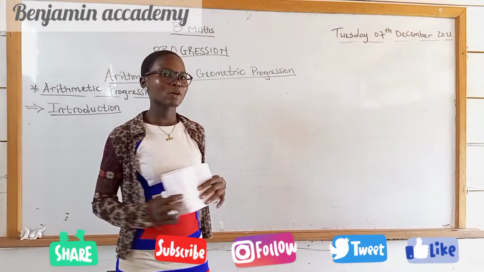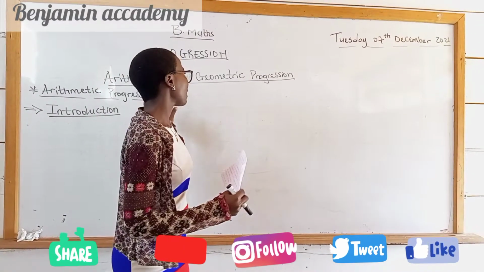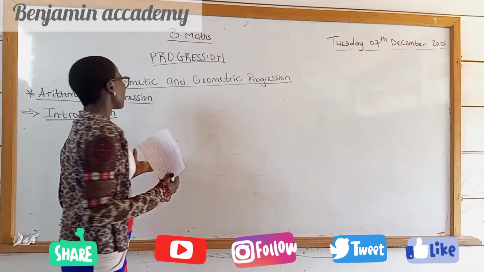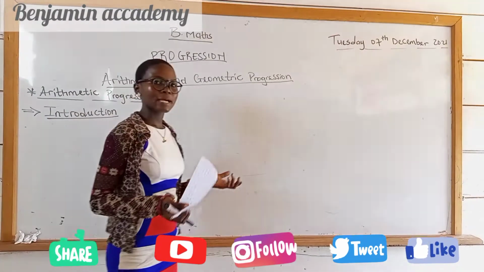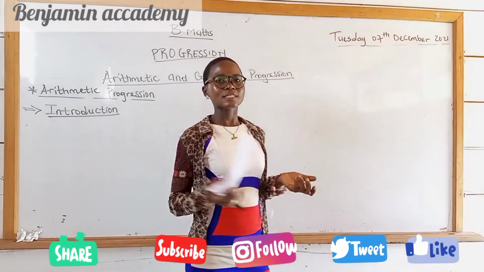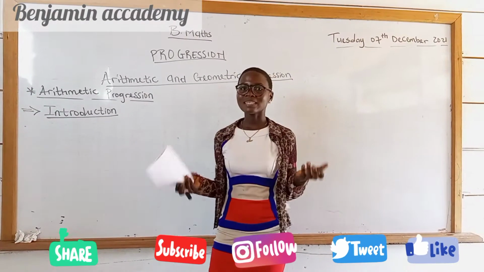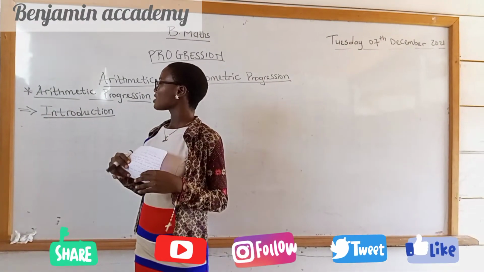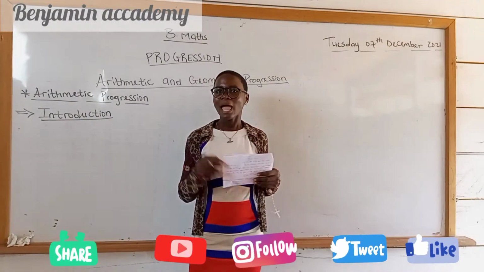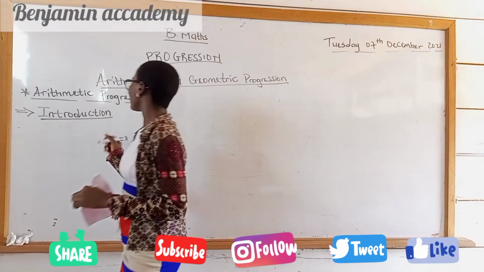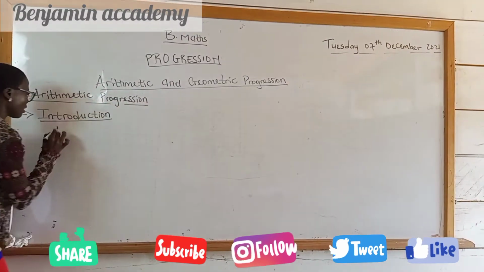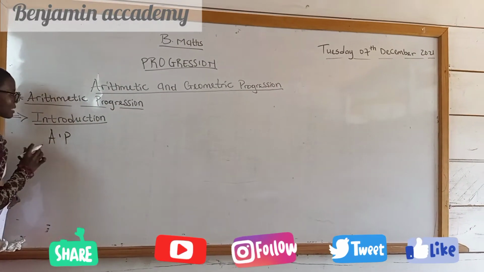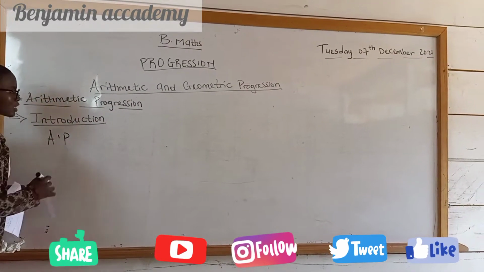Under progression, we're going to do what is known as arithmetic progression. Firstly, when we talk of progression, what do we understand by progression? Progression is a sequence of events in a given manner. So what is arithmetic progression, which is under progression? Arithmetic progression is denoted as AP.